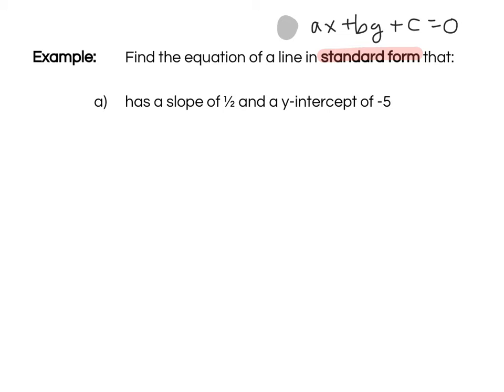So if I'm asked specifically for my equation in standard form, I need to make sure I'm doing that part of the question. But that may not be where I start. So let's take a look at this question. It says, in this question, my slope has a value of 1/2, and my y-intercept has a value of -5.